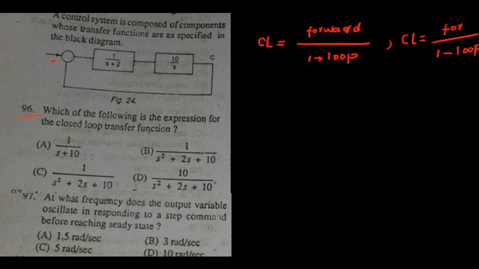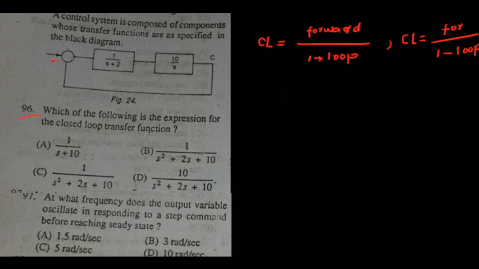forward divided by 1 plus loop. If it is a positive feedback, then the formula will have the following shape: forward divided by 1 minus loop. Since it is a negative feedback, therefore the transfer function will be forward divided by 1 plus loop.